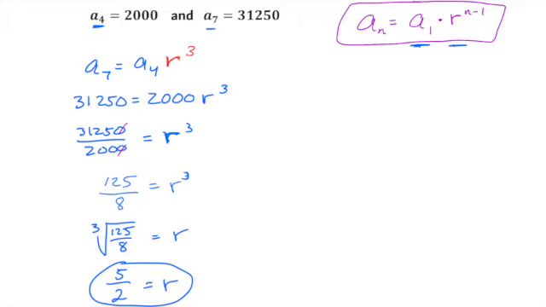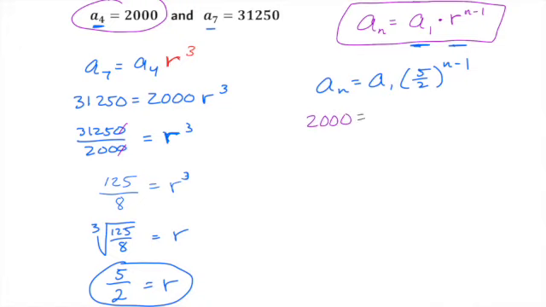So I'm going to go back to this format and say, now I know a sub n will be that mystery a1 times r, which I now know is 5 halves, to the n minus 1. And I'm going to take either one of my two terms they gave me, whichever seems easier to work with. Maybe I'll take the fourth term, 2,000, and I'm going to substitute in. So again, to work with that means that it works out to be 2,000 when you substitute 4 in for n, right?